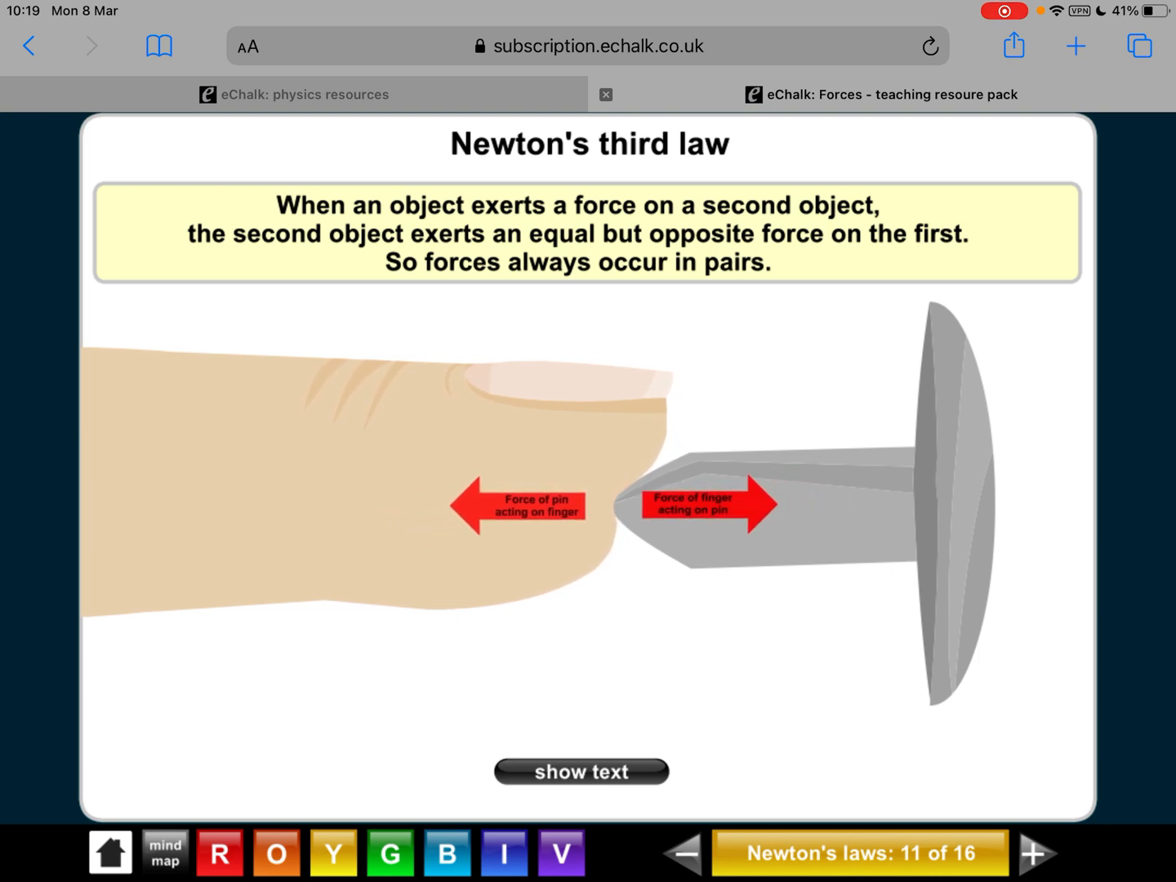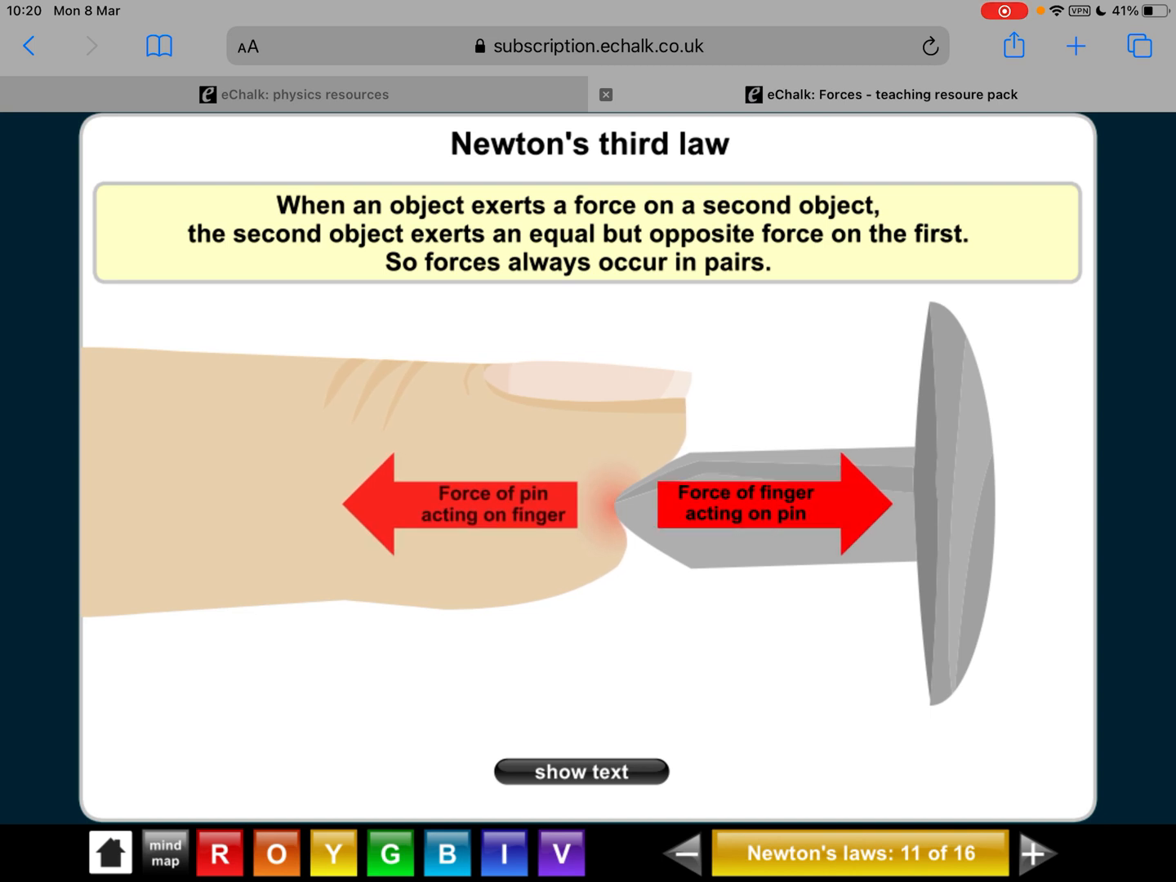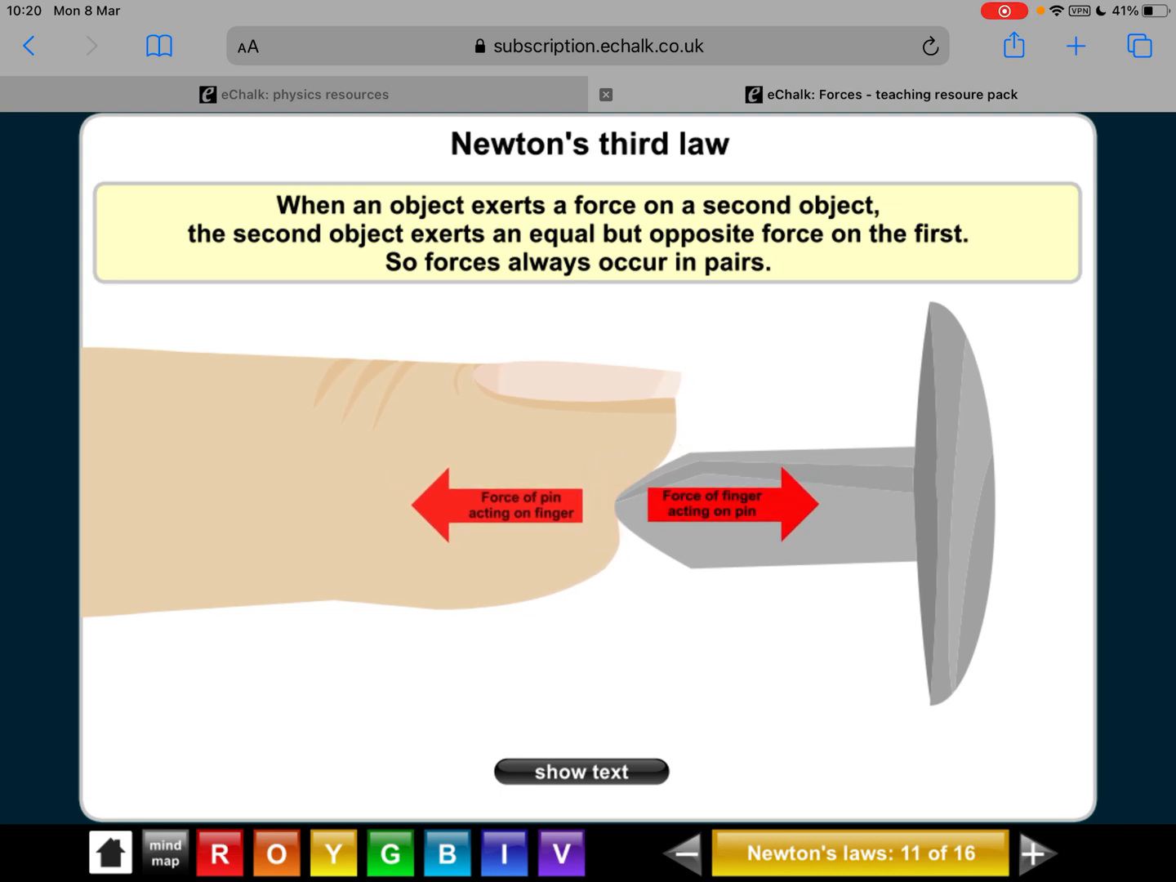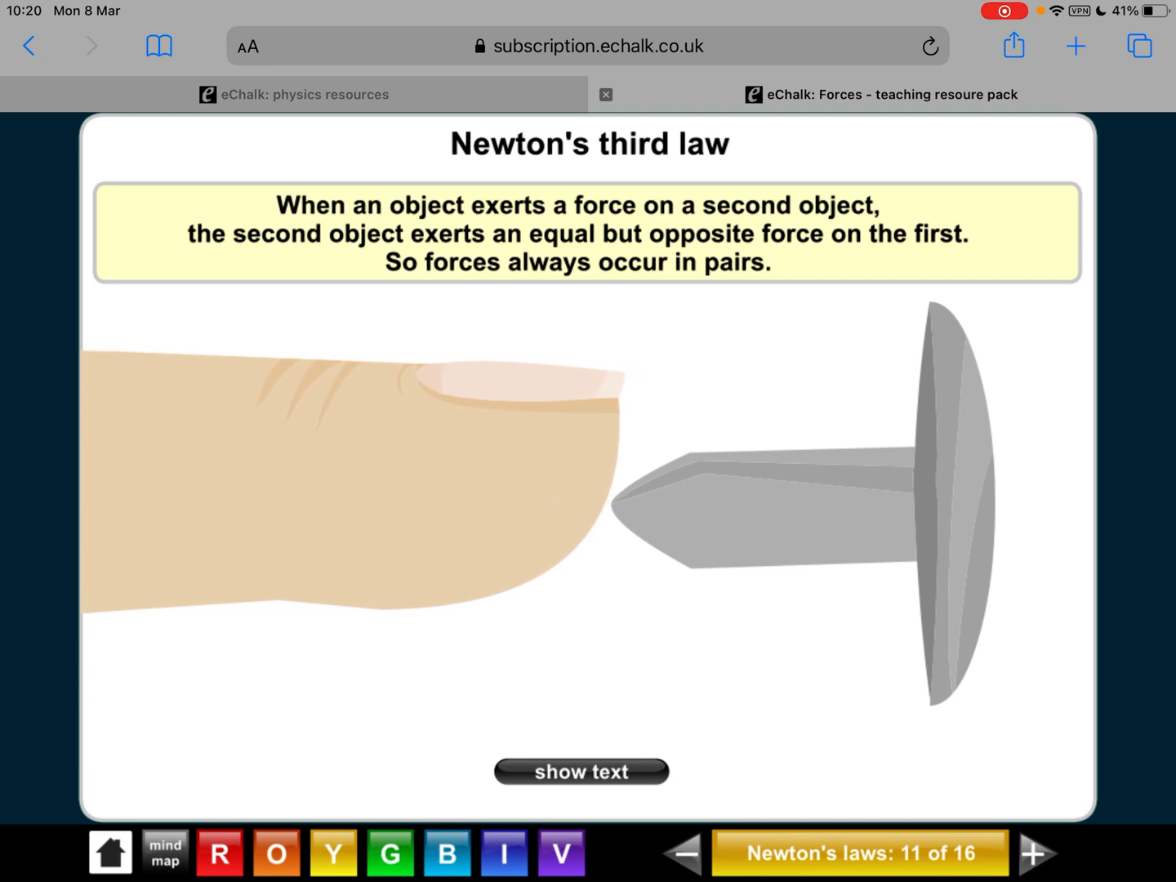in the opposite direction. And what you notice here is the arrows representing the forces gradually getting larger the more that the person presses their finger onto the drawing pin. It shows us that forces occur in pairs because when one force is produced, there's an equal and opposite force produced at the same time.